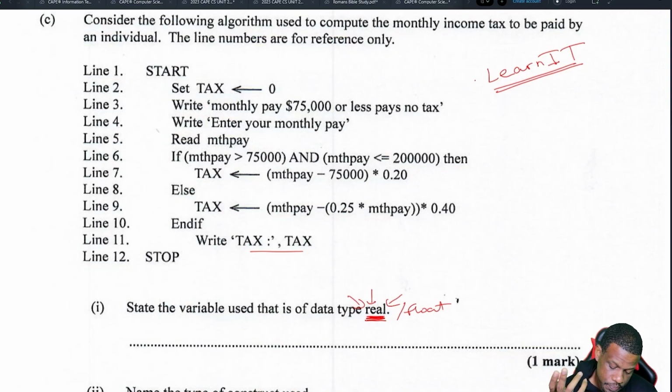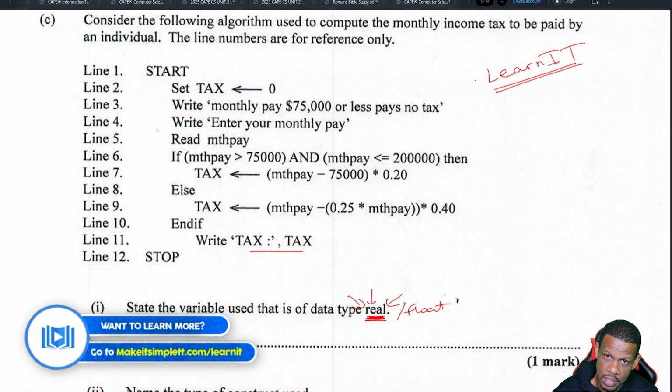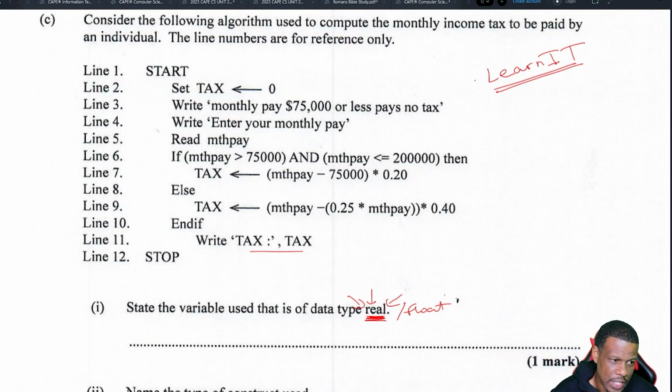So, I'd rather say real or float, but just make sure that you know that real or float is anything that has a decimal. Real or float, decimal values. That's where you're trying to keep track of whether you do a real or a float. So tax will be a real or float because tax could end up being a decimal value, right?